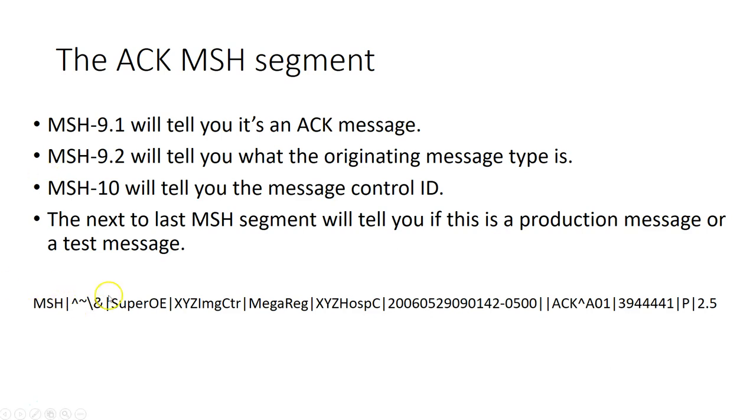So here's your MSH. Here's MSH-9.1. You can see it's an acknowledgement, and it's an acknowledgement of an A01. An A01 would, of course, be an ADT message. Then you have the message control ID. This is a number that's specific to that message. And then you have the P or the T to tell you whether it's a production or a test message.